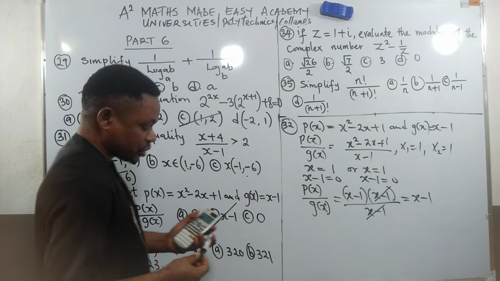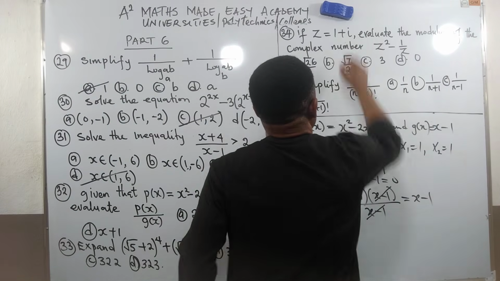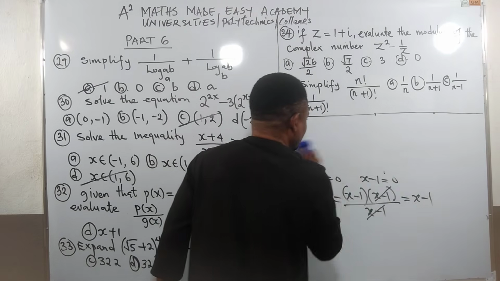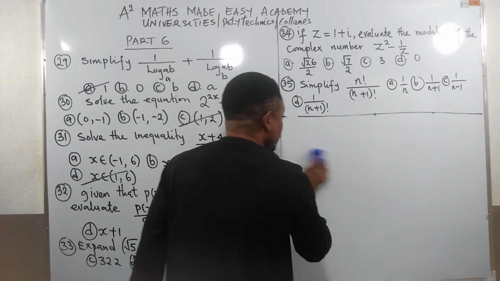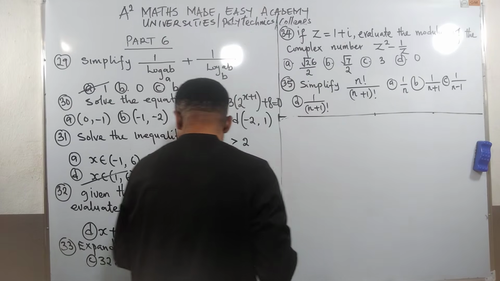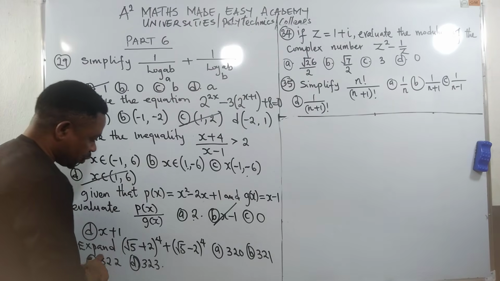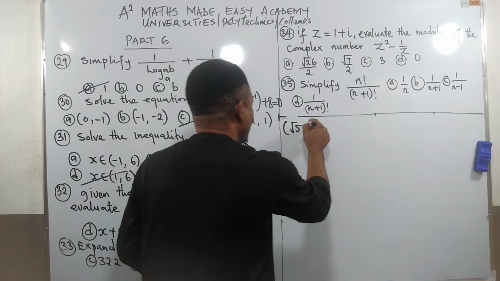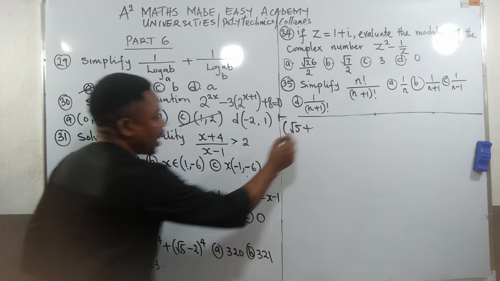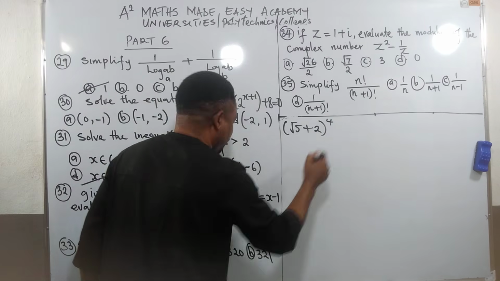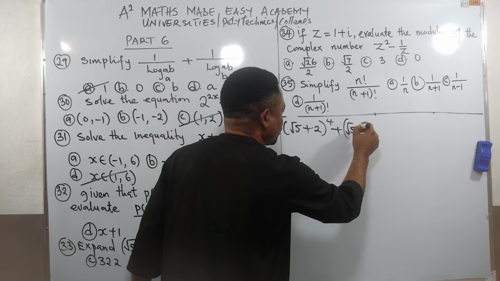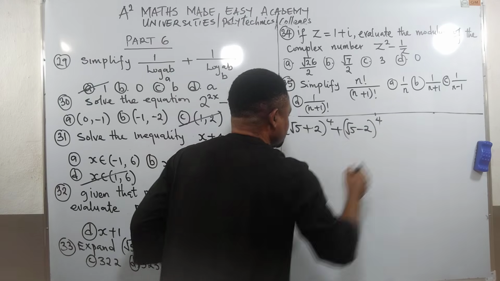Now let's move to question number 33. What does the question say? We should expand the square root of 5 plus 2, all raised to the power of 4, plus the square root of 5 minus 2, all raised to the power of 4.